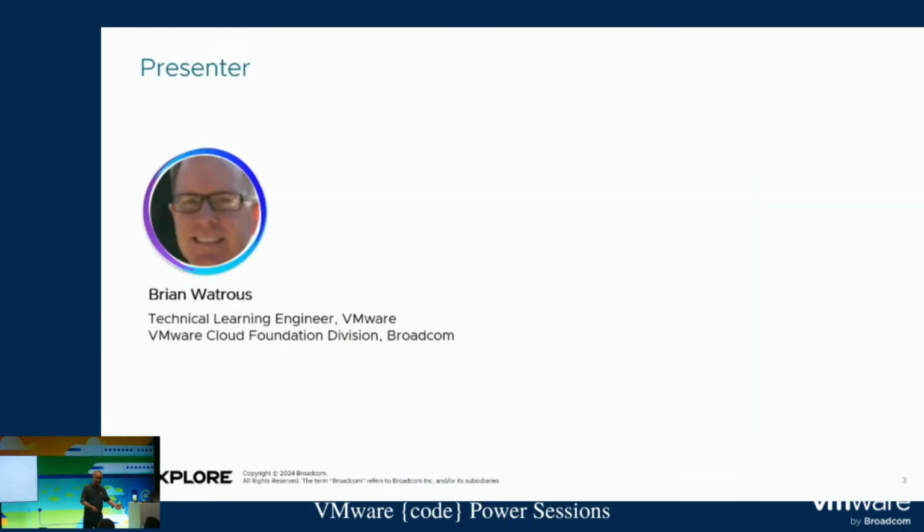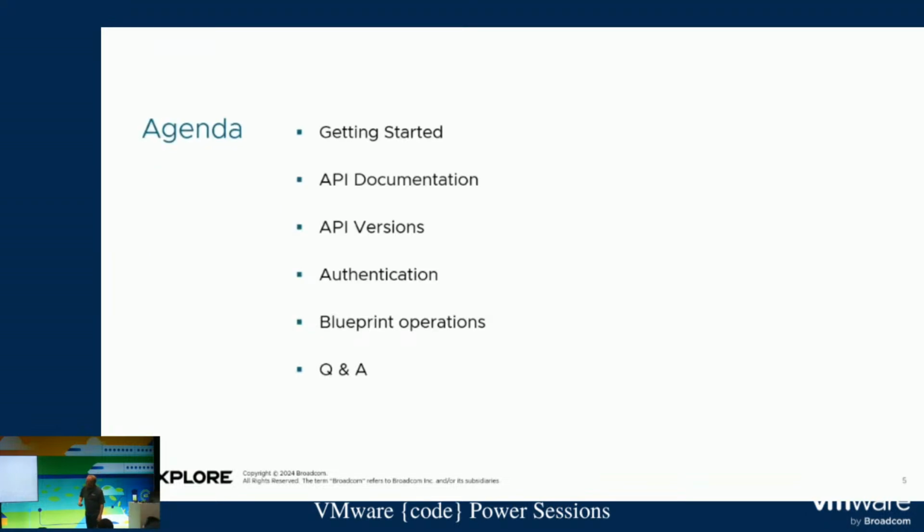Usual disclaimer, that's me. My name's Brian Watrous. Just a brief background on me. This is my 19th year at VMware, and in my years at VMware, I've always been interested in the variety of different automation technologies that we provide, such as Orchestrator, PowerCLI, Aria Automation, and so forth. So join me on this journey in automation.